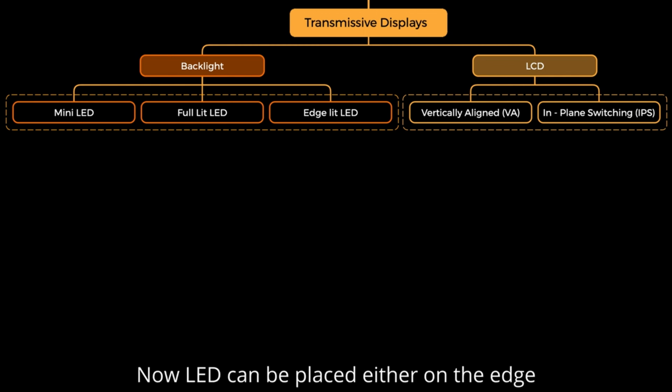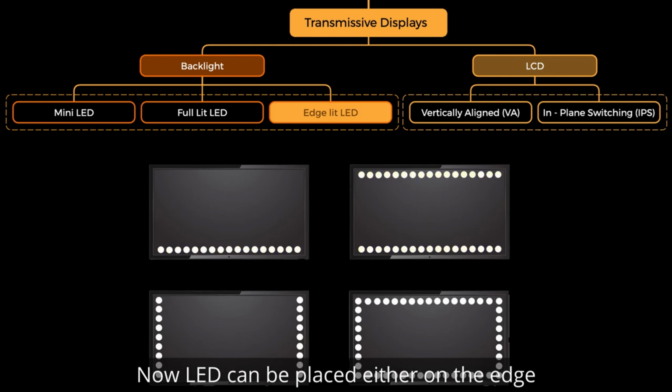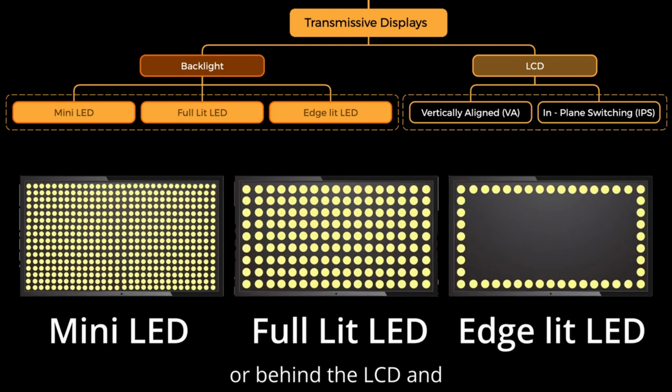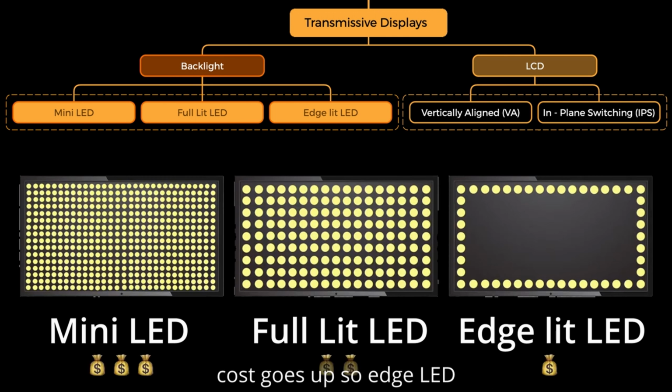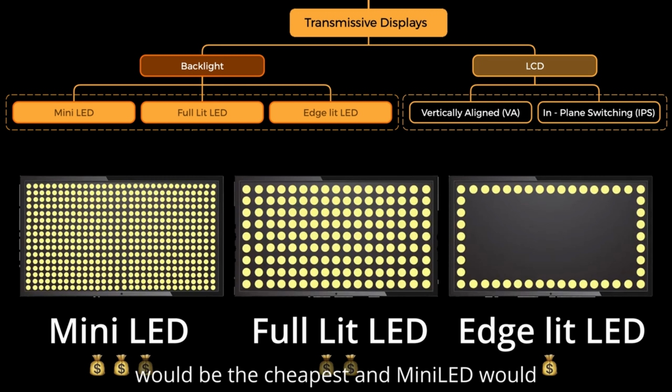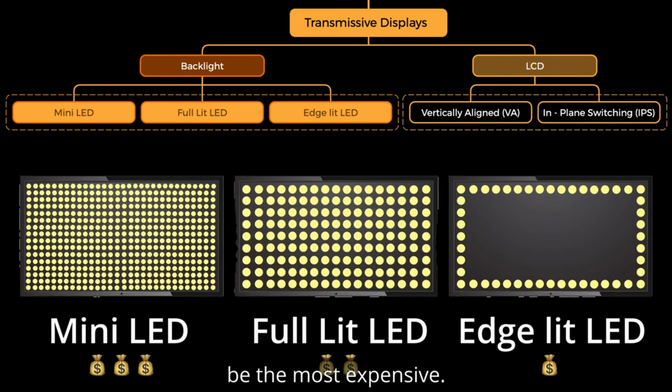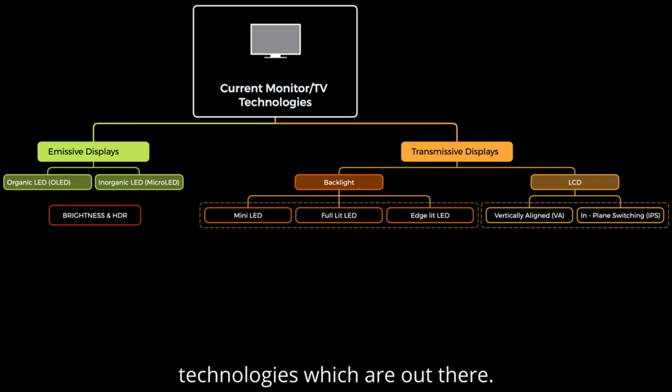Now, LED can be placed either on the edge or behind the LCD, and the greater the density, the greater is the control over the backlight. Obviously, if you increase the density of the LED, that means the cost goes up. So edge LED would be the cheapest and mini LED would be the most expensive. These are the main TV technologies which are out there.